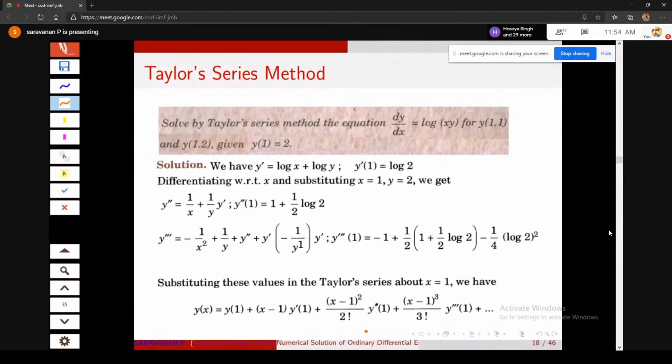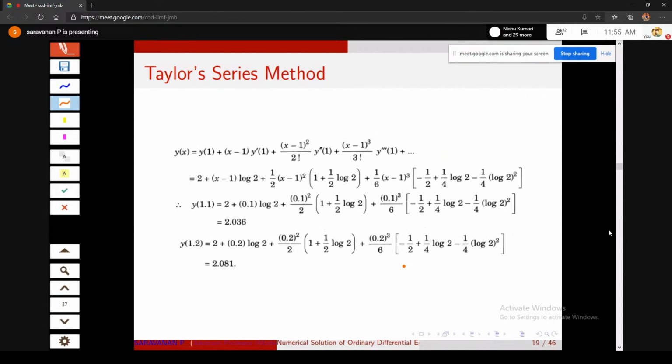Then this problem. Solve by Taylor series method the equation for y at 1.1 and 1.2, given y of 1 equal to 2. Okay. So here the differentiation is difficult. So they have computed only up to the third derivative. So this is the main disadvantage of this Taylor series method. If the function becomes a little bit difficult, then finding the successive differentiation will become difficult.